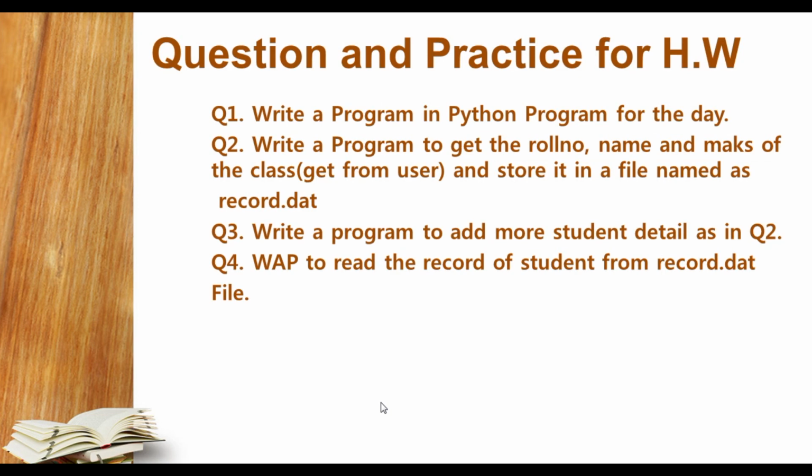And now the questions and practical for homework. Write a Python program for the day. Whatever we have done today, do the same on your computer or mobile using Google Colab or Python IDLE. Write a program to get the roll number of the student, name of the student, and marks of the student of the class from user input, and store them in a file named record.dat. Next question is to write a program to add more student details to question 2.